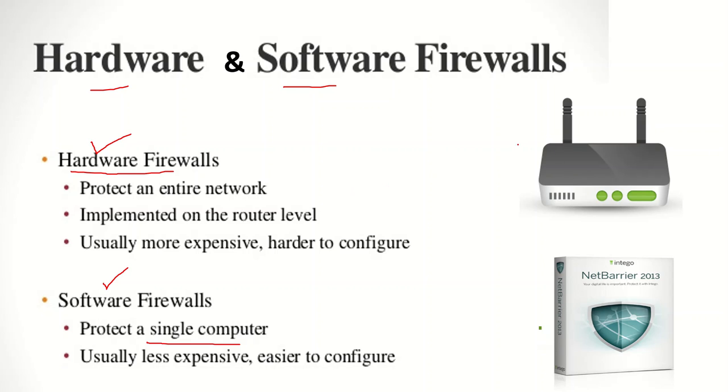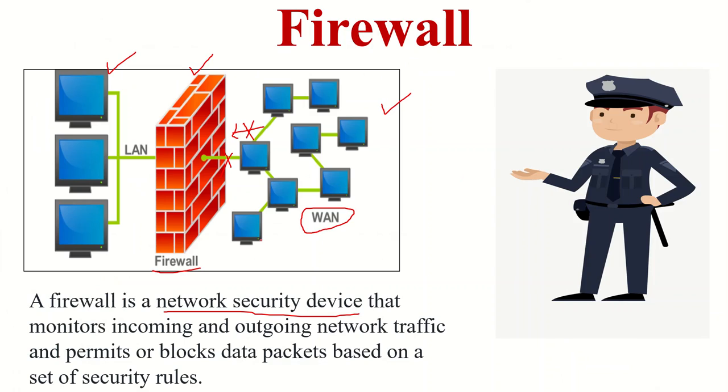A hardware firewall basically seems like a router. When we install the hardware firewall here, it does not allow any outside packet which is not legitimate, meaning any illegal message. If any computer wants to send such a packet to our network, then it simply blocks that packet.